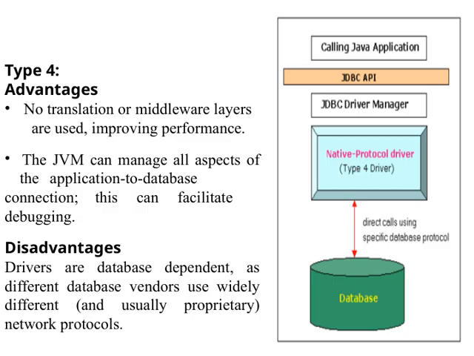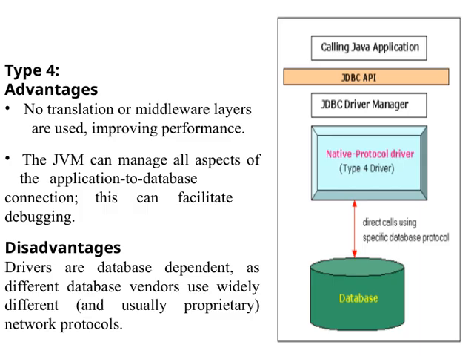This can actually make debugging easier because everything is managed within the JVM environment, giving you better control and visibility during troubleshooting. Now, on to some of the disadvantages. The key challenge here is that drivers tend to be database dependent. Different database vendors often use very different and usually proprietary network protocols. That means a driver designed for one database might not work with another without some modifications or different drivers. So, while Type 4 drivers can boost performance and simplify connection management, their dependency on specific database protocols can limit flexibility across different database systems.